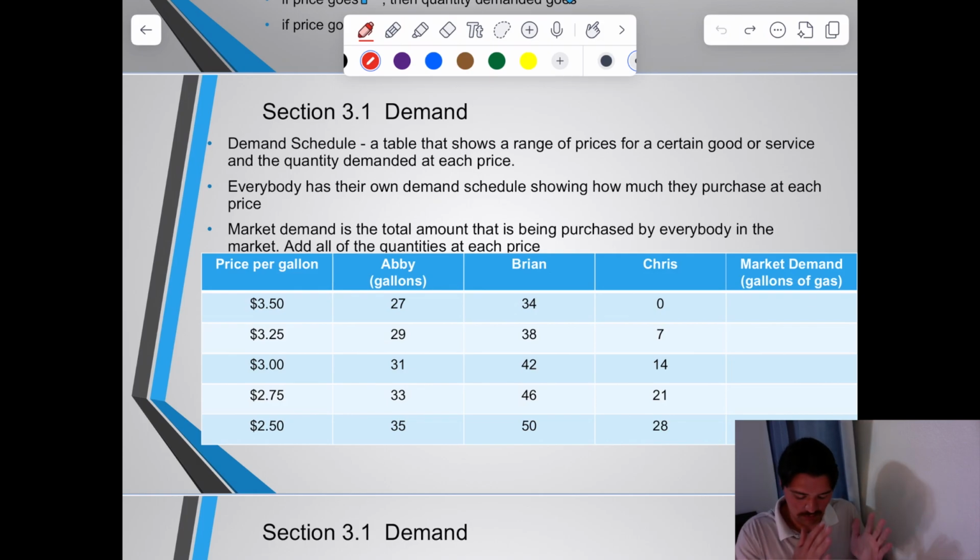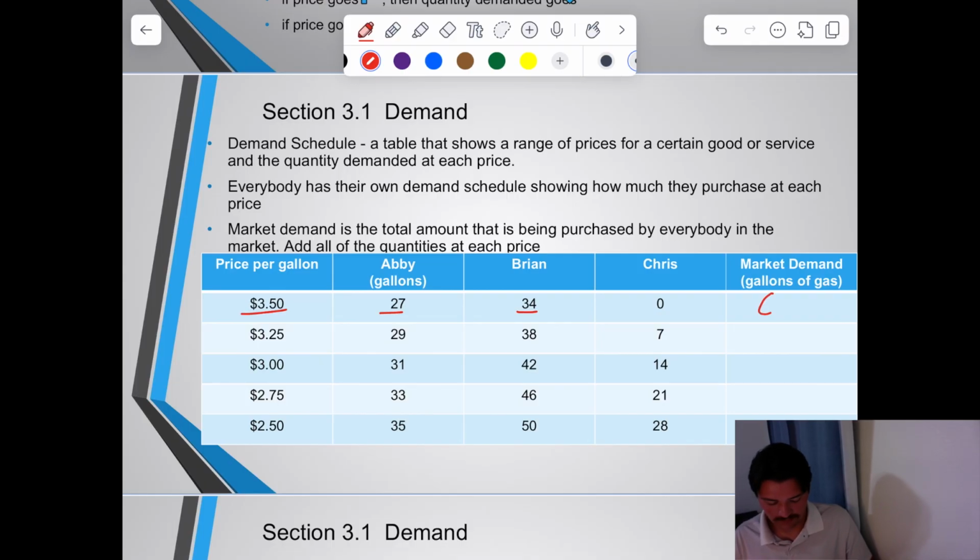All we're going to do is look at the consumers we have. So in this example, Abby, Brian, and Chris. And what we're going to look at is, hey, if the price is $3.50, what is the market demand, right? So what are Abby, Brian, and Chris buying at $3.50? And again, all we're going to do is just add the quantities at each price. So at $3.50, Abby's going to buy 27, Brian's going to buy 34, Chris buys 0. And so what we'll end up with is a total of 61.